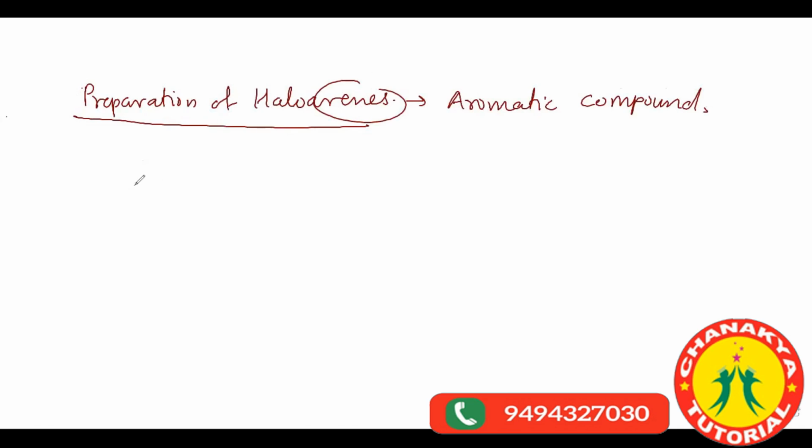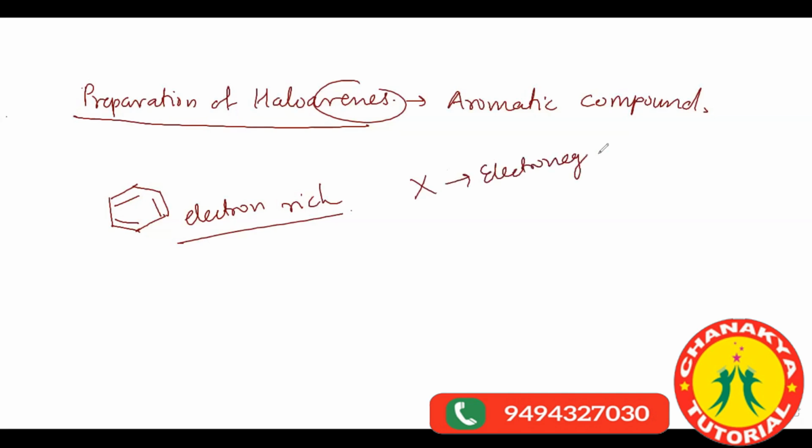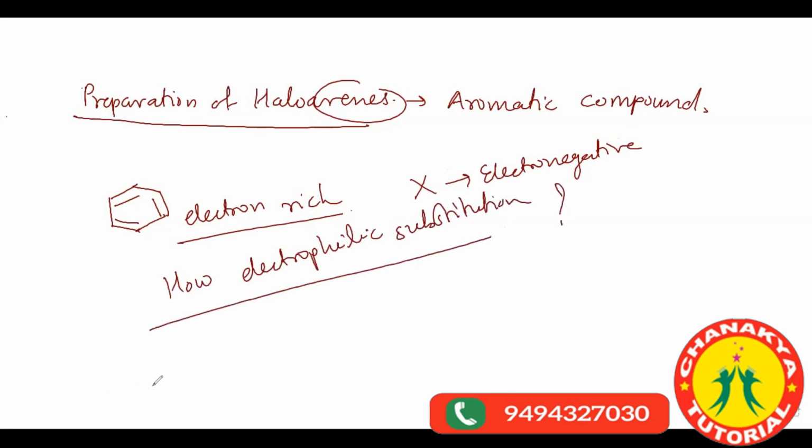But then one question would be there in your mind. If you see the benzene ring, it is electron rich, correct? And if you see the halogen, it is also what? Electronegative, right? So how is electrophilic substitution possible in this? This question must arise in your mind, correct?